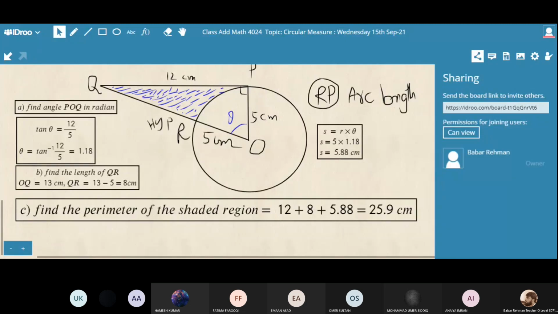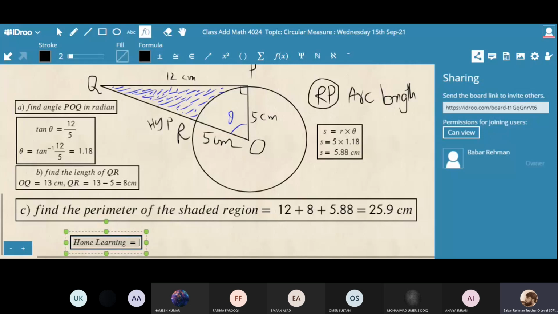Done? Yes, sir. Okay, student, any problem so far? No, sir. Okay, now note down your home learning exercise 8.2. Exercise 8.2. Because your class will be on Friday, inshallah. So you have to do question number 3 and 4 only. Question number 3 and 4. Please note down.